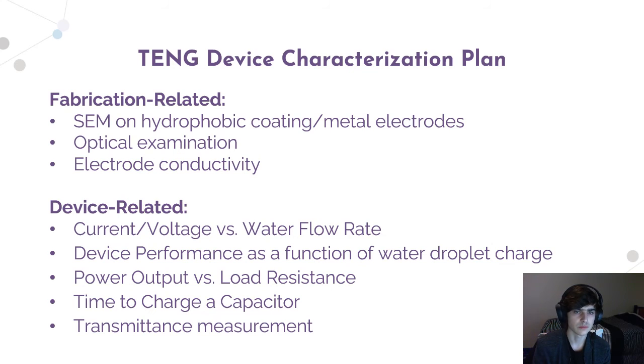Lastly, a transmittance measurement will be conducted to measure the transparency of the fabricated device using a light source and a detector. A majority of these tests will be performed using easily accessible electronic test fixtures, including SMUs, DMMs, and oscilloscopes.